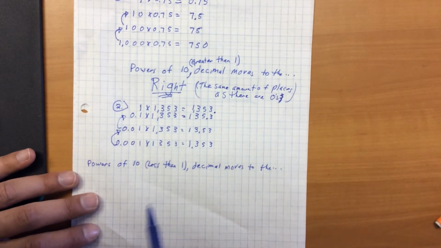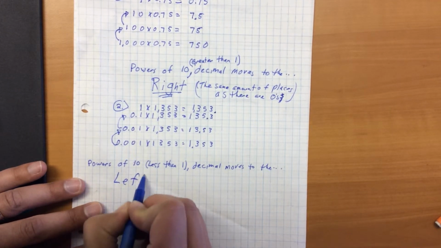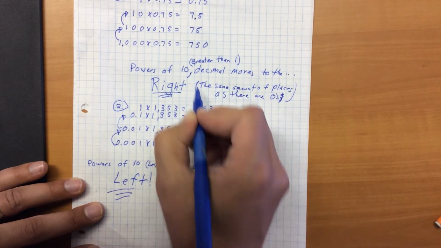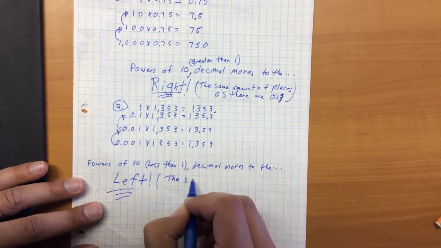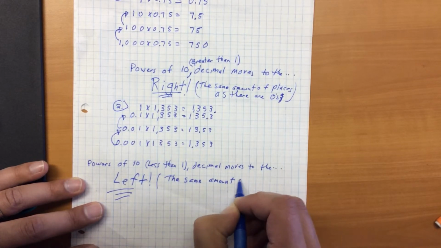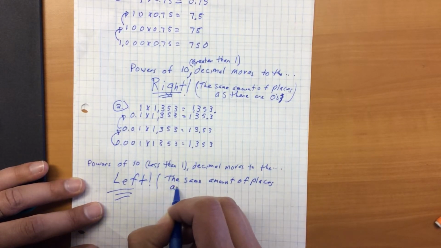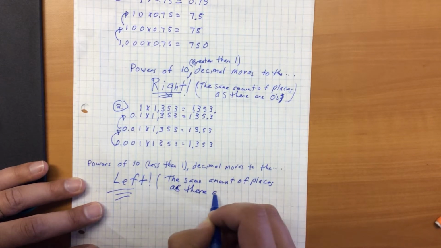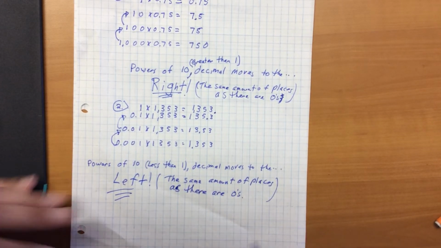So for powers of 10 less than 1, the decimal moves to the left. That's going to be the same amount of places as there are zeros. All right?